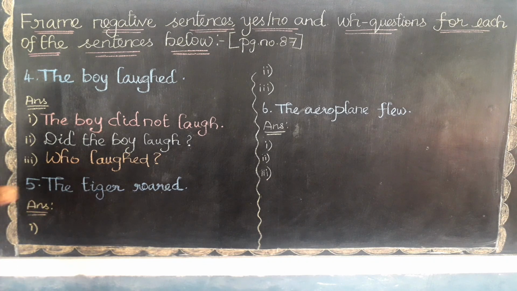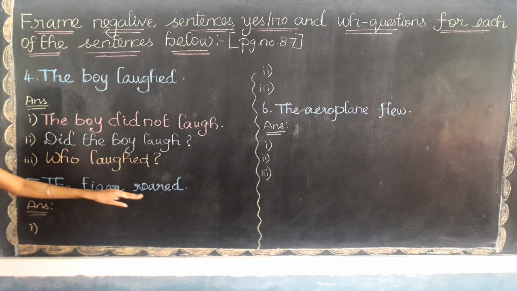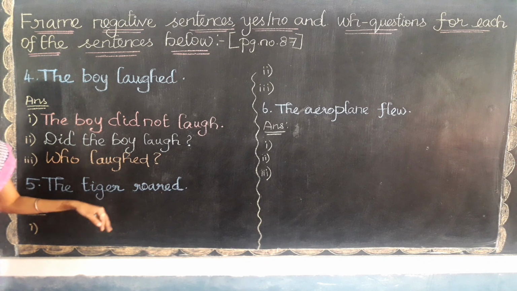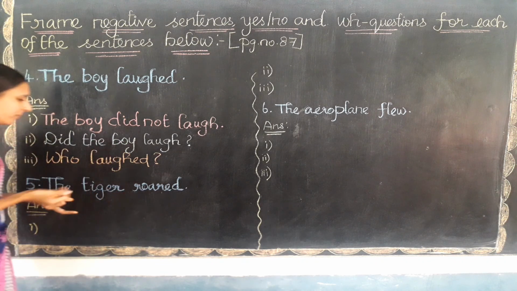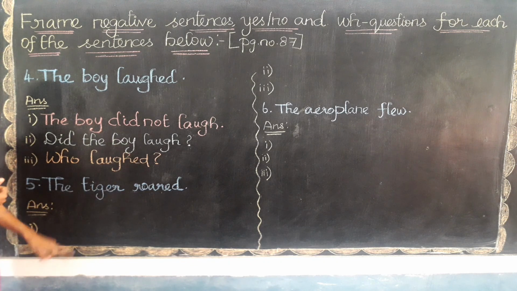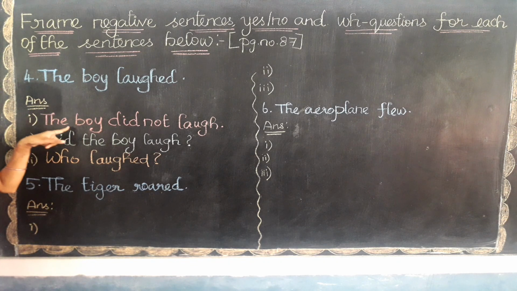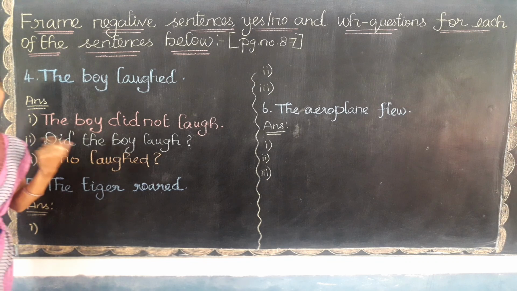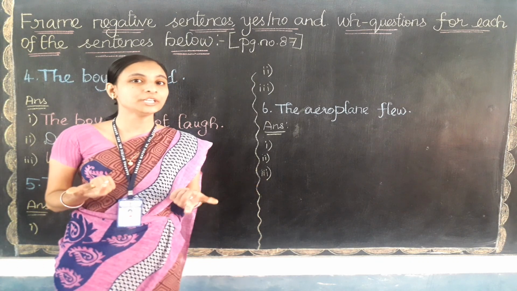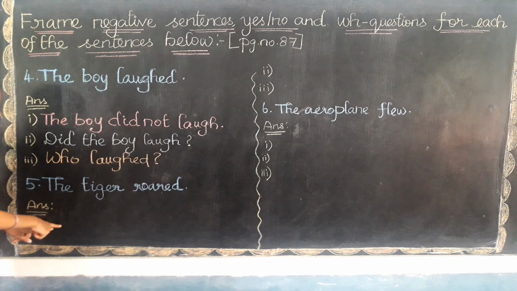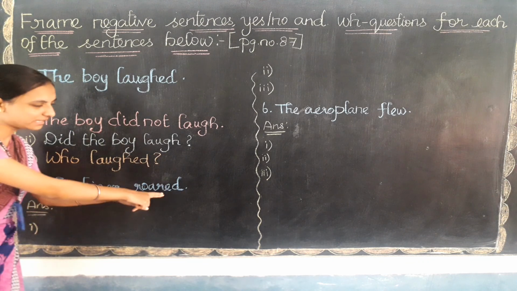Let's do the fifth question, that is the tiger roared. The tiger roared. புலி உருமியது. Okay? புலி உருமியது நம்ம சொல்லலாமா? So here this is the past sentence. First what we need to find? The negative sentence. I hope you know how to frame a negative sentence. What do we need to do? We need to write the subject first, then did not, and then the base form.